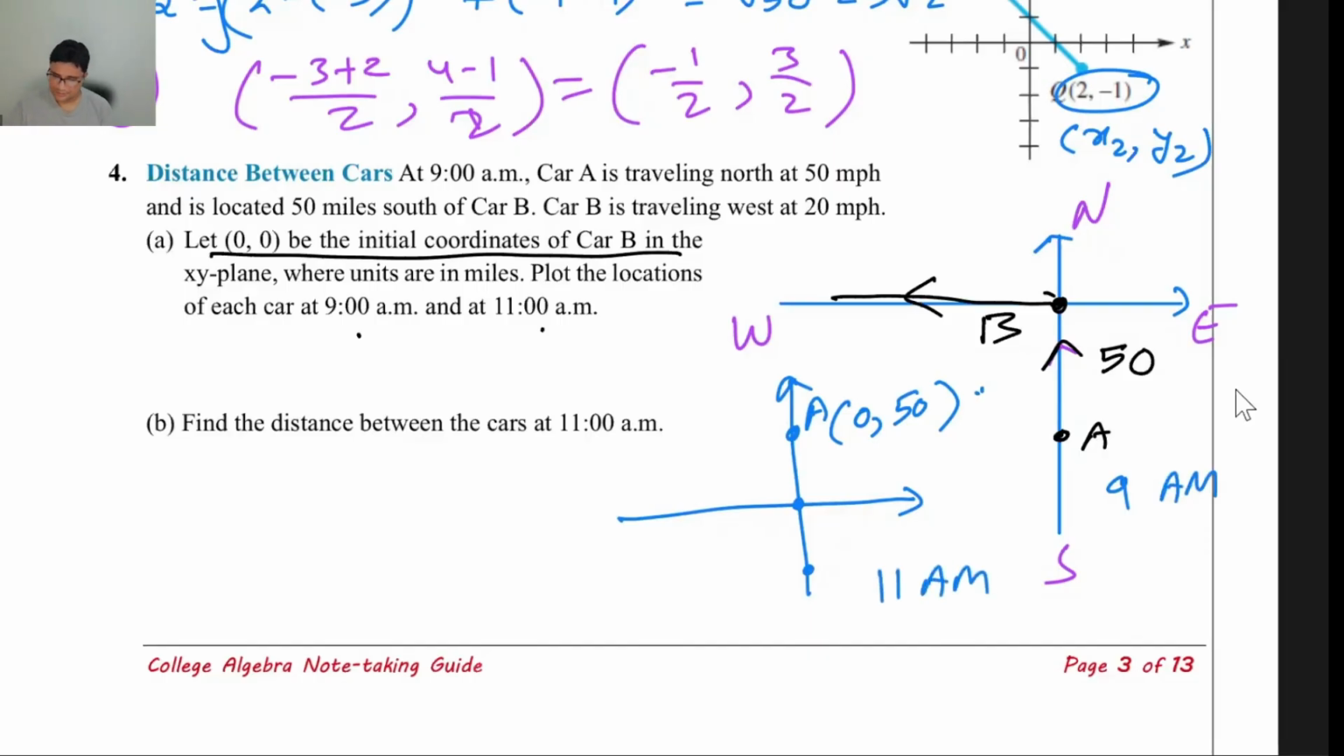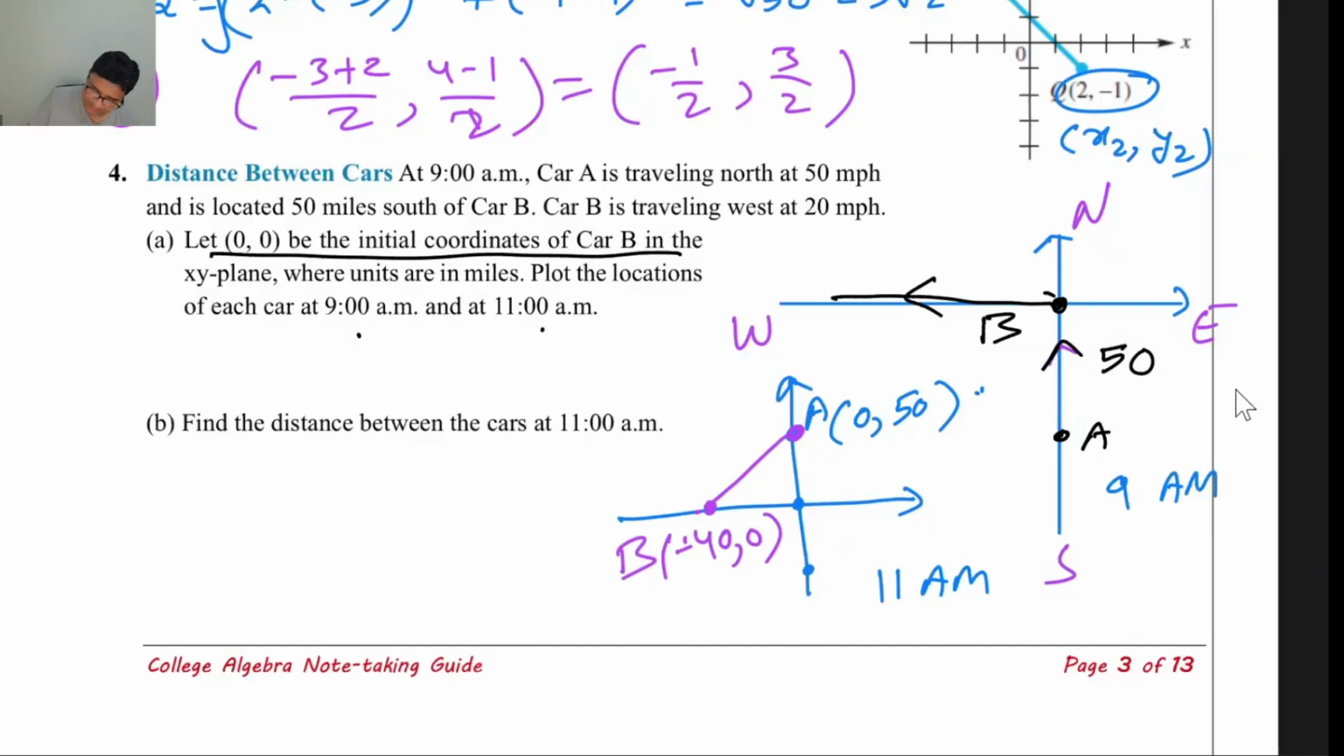And then what about car B? It is traveling at 20 miles per hour. So if A has reached there, it would have reached somewhere here, negative 40, 0. Right? Find the distance between the cars at 11 a.m. So the question is, what is the distance from A to B?